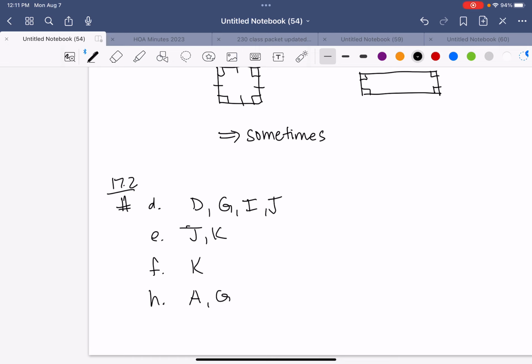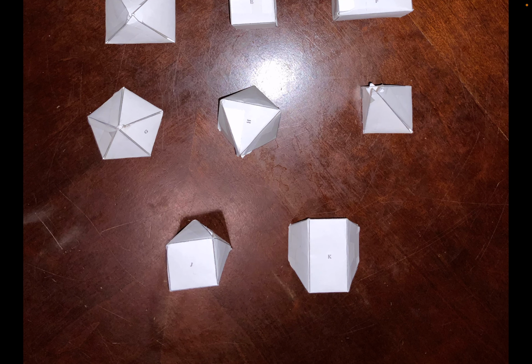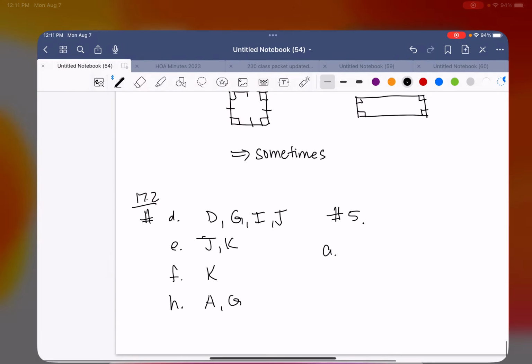All right, number 5. Test the relationship you found in activities 5 and 6 using shapes H, J, and K and any other polyhedron that you have that is neither a pyramid nor a prism. Okay, so all I really want you to do is H, J, and K here. So for part A, you're just going to test that. So without going into too much detail here, you're going to try to determine how many faces. So H, we actually already did, right? That's a dodecahedron. So there are 8 faces to this.